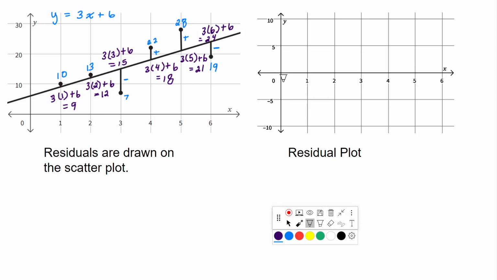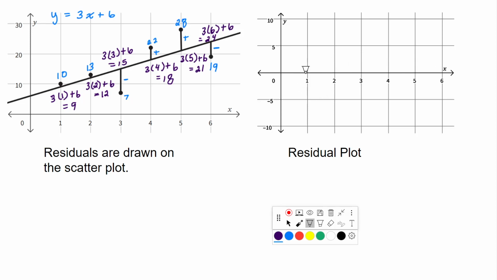Now, what we often use when we are determining if a line is a good model is what's called a residual plot. And all that is doing is marking how far away each point is from the regression line. So everything is going to be based off of the x-axis in a residual plot.